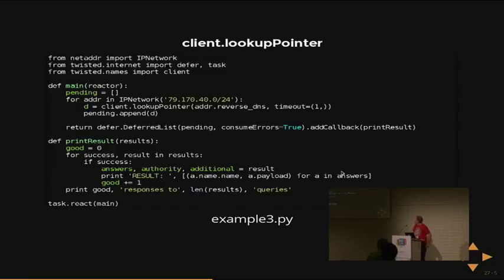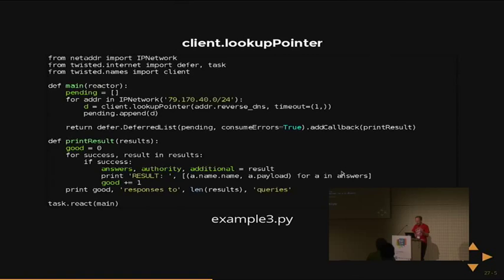We're going to use Twisted Names to look up concurrently the reverse DNS records for a whole Class C network. And so you can see in our main method that we are constructing a list of all the IP addresses in a /24 network using a really useful module called netaddr, which does all the construction of those reverse DNS names for us. I think there was a lightning talk on it yesterday, so I recommend that module. And for each of those reverse DNS names, we're going to call client.lookupPointer.